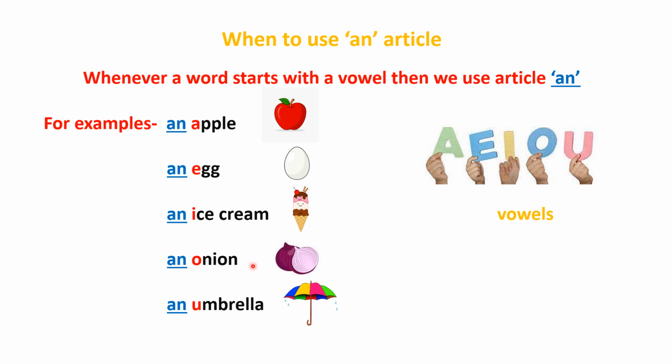Here, onion. That is, an O is a vowel, right? So that's why we have used the article an. Here, the vowel U is used. That's why we have used the article an umbrella. I hope you are clear that when are we going to use the article an? Whenever a word starts with a vowel, that is A, E, I, O, U, then we are going to use the article an.